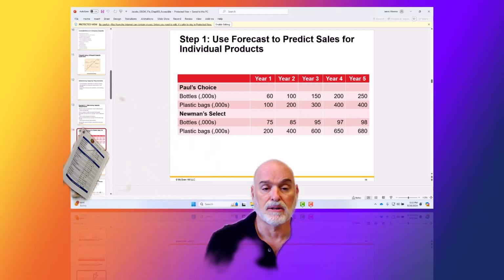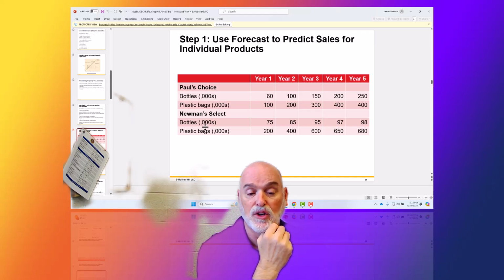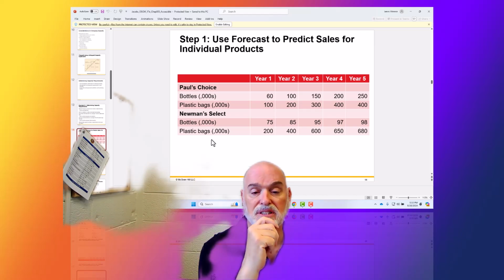Well, we can chart that out. In year 1 through year 5, we have Paul's Choice. We saw the rules and said how many bottles we could do: 60,000, 100, 150, 200, 250 plastic bags. It's in the 100,000s. And Newman Select. And what can we do with this after this?